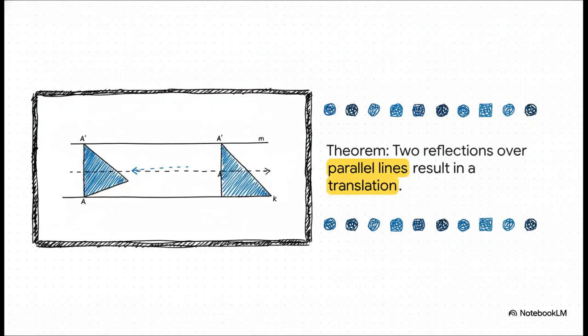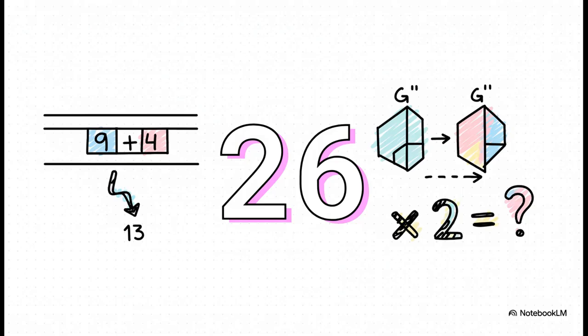This right here is the reflections in parallel lines theorem, and what it says is that reflecting a shape over two parallel lines gives you the exact same result as doing a single translation, or a slide. So basically, two flips equals one slide. Pretty neat, right? And this theorem gives us an incredible shortcut.